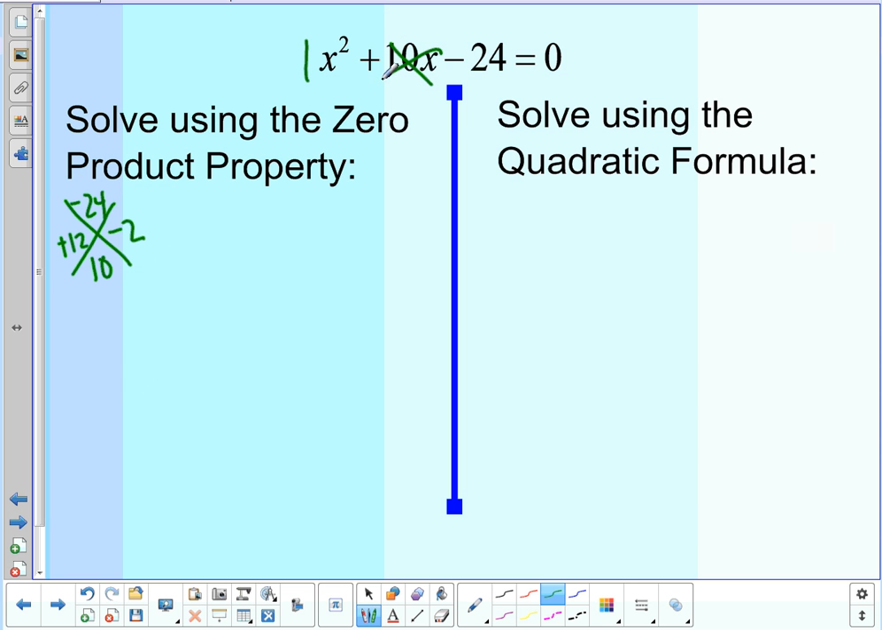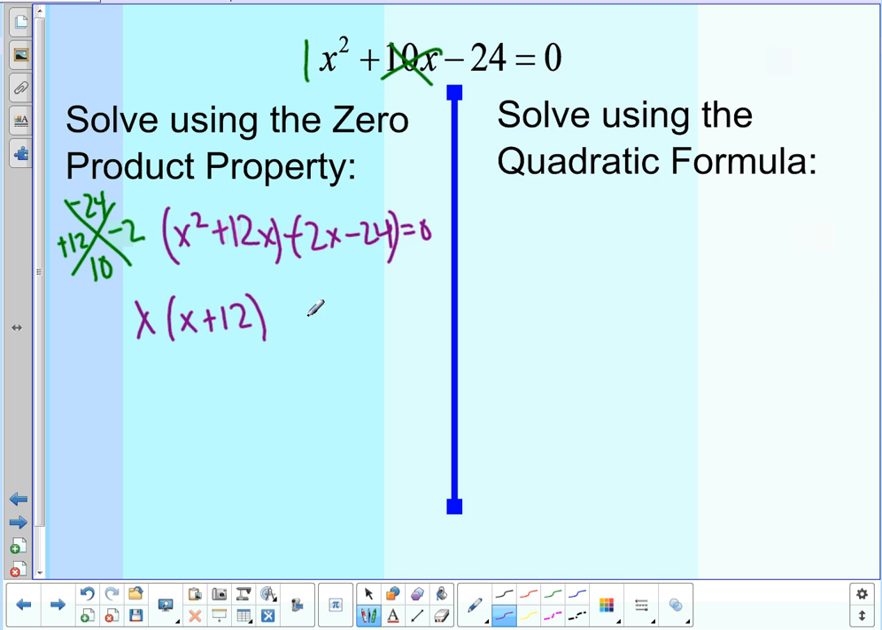So great, I'm going to get rid of the 10x in the middle, and I'm going to go from there. So I've got x squared plus 12x minus 2x minus 24 all equal to 0. Now I have 4 terms instead of 3, so I can group. I pull out an x from the first one, leaving me with x plus 12. And I pull out a negative 2 from the second one, leaving me with x plus 12.